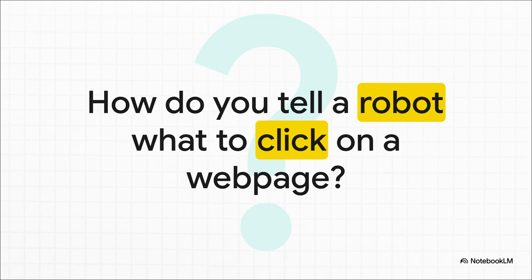I mean, think about it. When you're on a website, you just know where to click. But how do you explain that to a robot? How do you tell your script, hey, click that specific button, or go type in that search box over there? That's the puzzle we're solving today.